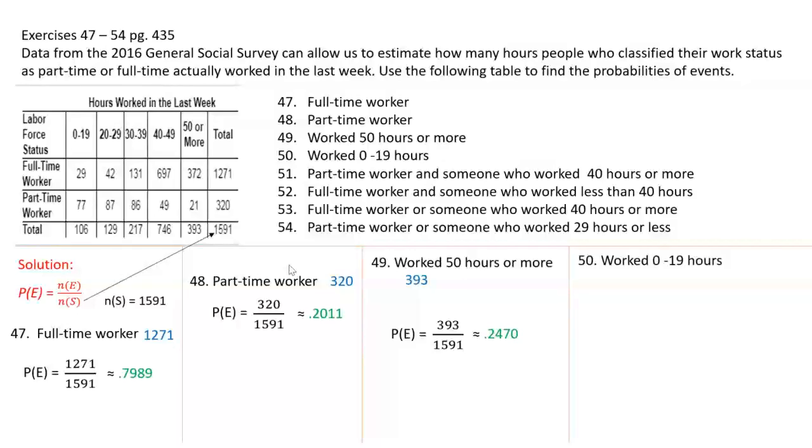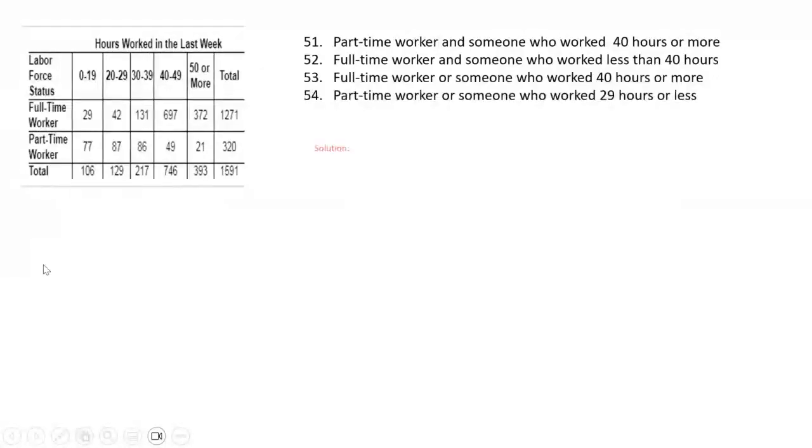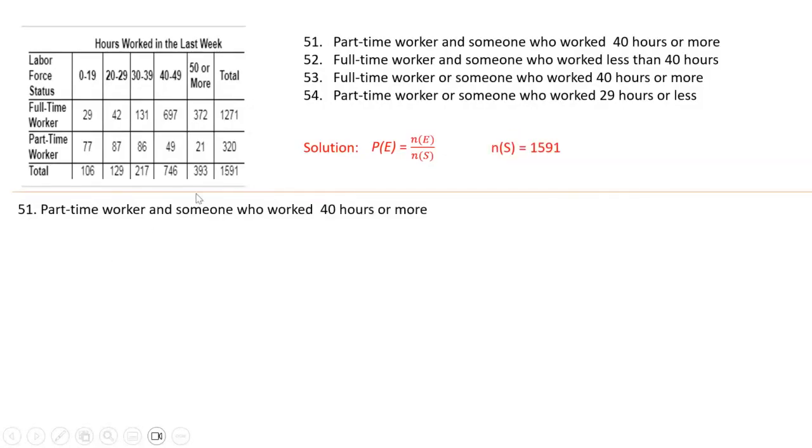Number 50, worked between 0 to 19 hours. So it's here on the first column, which will give us 106. So the probability that the worker worked 0 to 19 hours will be 106 over 1591, which will give us approximately 0.0666. Now, again, this is a formula, guys. Now, let's do that in my sample space.